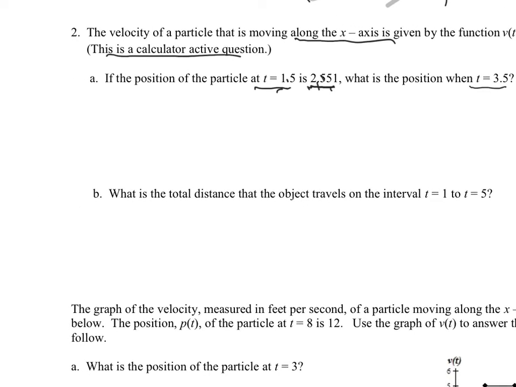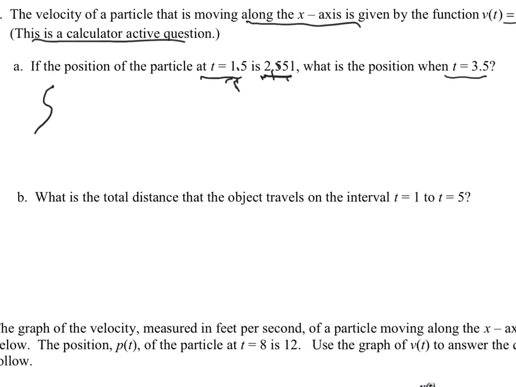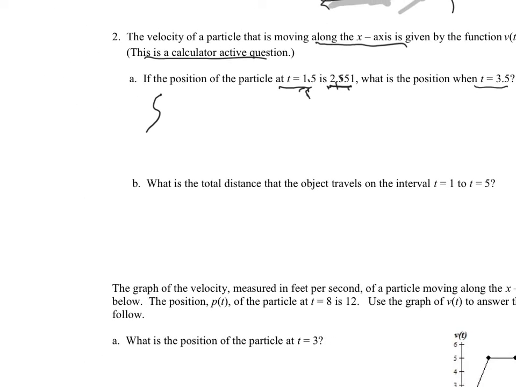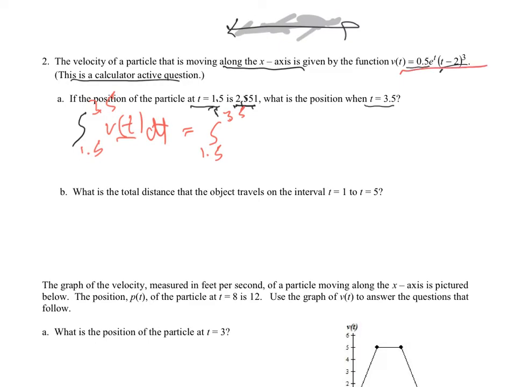So this is a position problem again. So I'm going to set my integral. The only two times I'm talking about are 1.5 and 3.5, of v of t. Now, if I was doing the AP exam, I wouldn't even write it again. I would not waste a step doing this, because you don't have to. V of t is already identified right here.